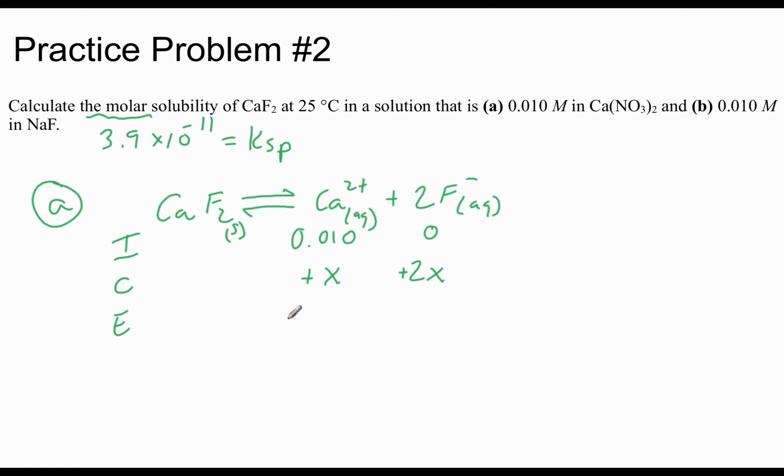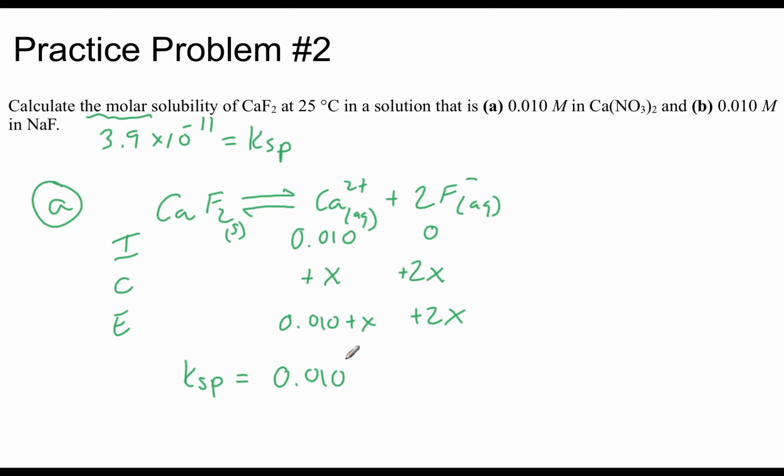And at equilibrium, I'm going to have 0.010 plus x, and I'm going to have plus 2x here. Now, we've done common ion effect before. It's just like a common ion problem in an acid-base equilibria. I'm going to set this equal to my KSP. My KSP in this case is going to equal this, which is 0.010.